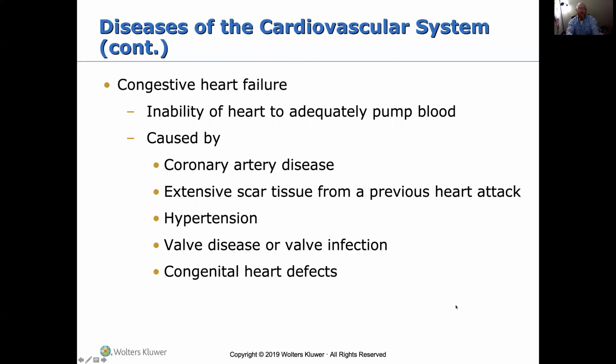Congestive heart failure usually comes later in life. It's the inability of the heart to adequately pump blood throughout the body. It's caused by coronary artery disease. It can be from extensive scar tissue from a previous heart attack. We said when you have a heart attack, you have damage to the heart muscle. Hypertension can cause it due to the amount of stress that's been placed on the heart. Valve disease in the heart or valve infection can cause this. And it could even be a congenital heart defect that you're born with that can lead to congestive heart failure.